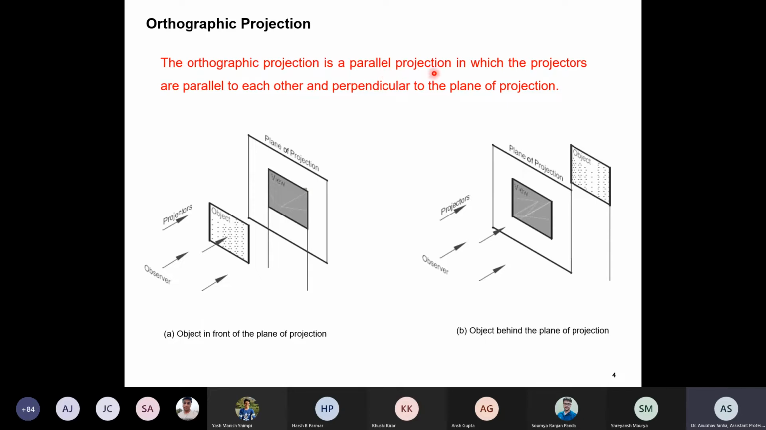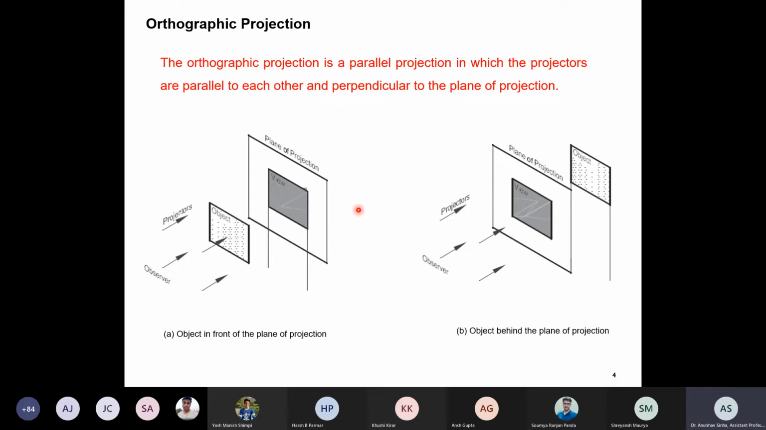It is a parallel projection. Parallel means all these projector light beams are parallel. This is how you project the object on a plane of projection. That is the whole idea. We'll see some examples which will make it more clear.